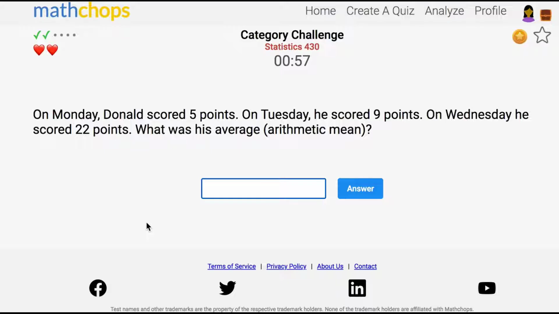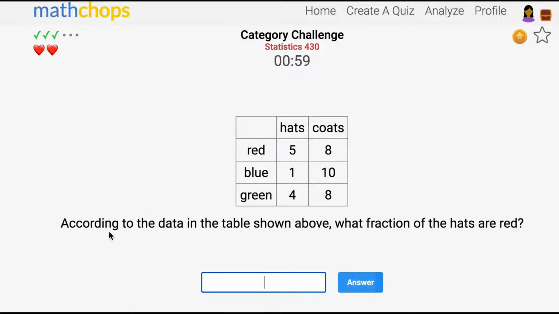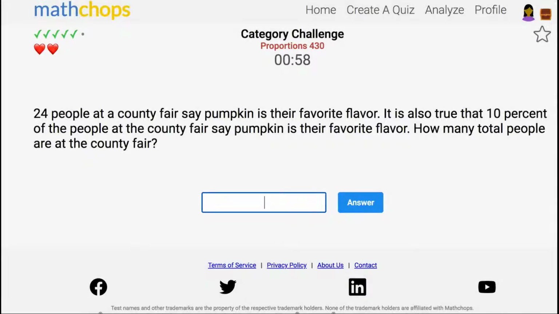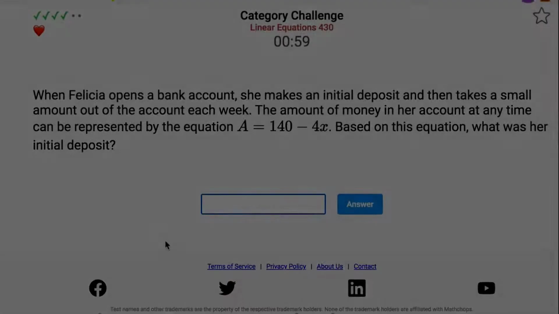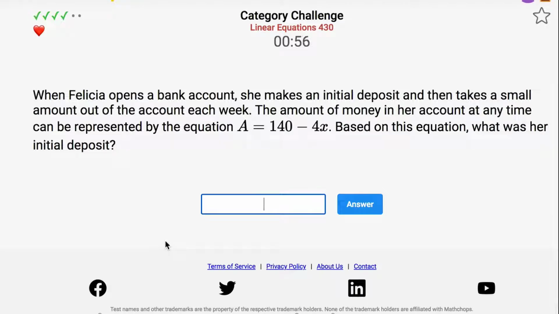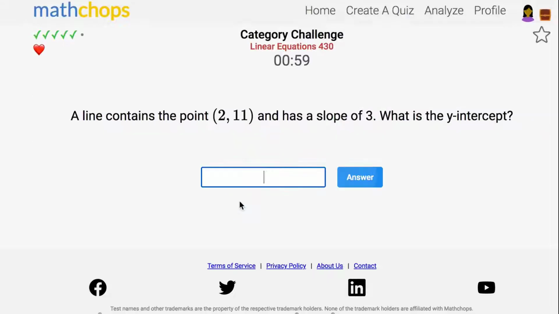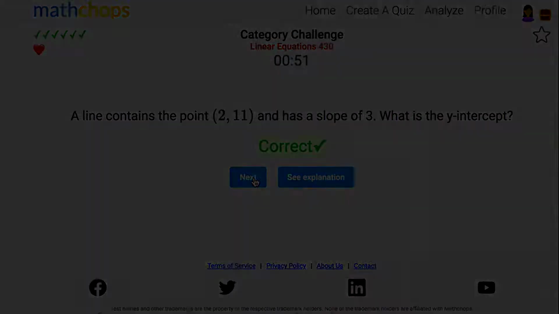Statistics covers basics like mean and median. It also hits this table probability question type that shows up pretty much every test. Proportions covers mostly ratios and percents, but you'll also see some conversions. Linear equations is important for all score ranges because y equals mx plus b questions account for 18% of all SAT Math questions, and that's not even including the systems. At this level, your student will be working on easier slope and y-intercept questions.